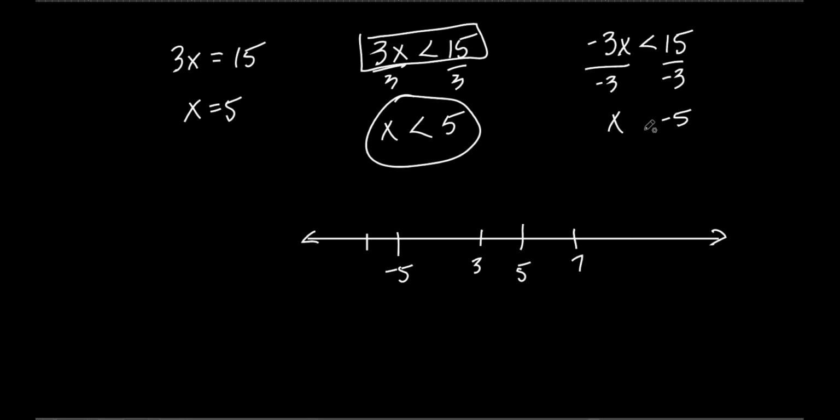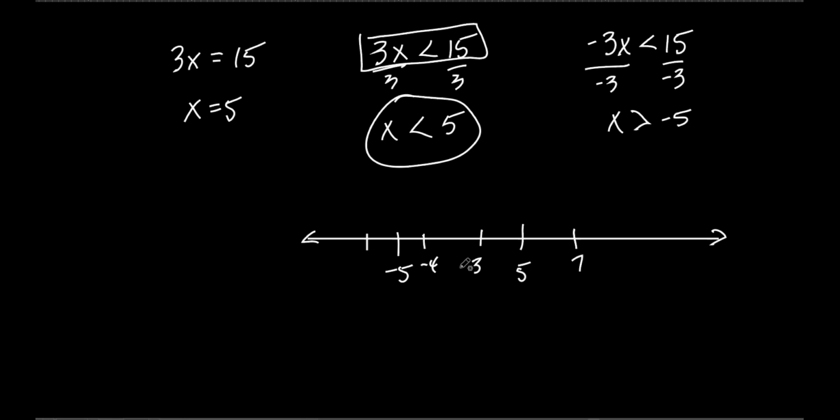All right? So am I dividing by a negative number? Yes. So I change it from less than to what? To greater than. Now let's see if it works. Give me a number that is bigger than negative 5. Let's do negative 4 and see if it works. Negative 3 times negative 4 is positive 12. Is 12 less than 15? Absolutely. It does work, doesn't it?